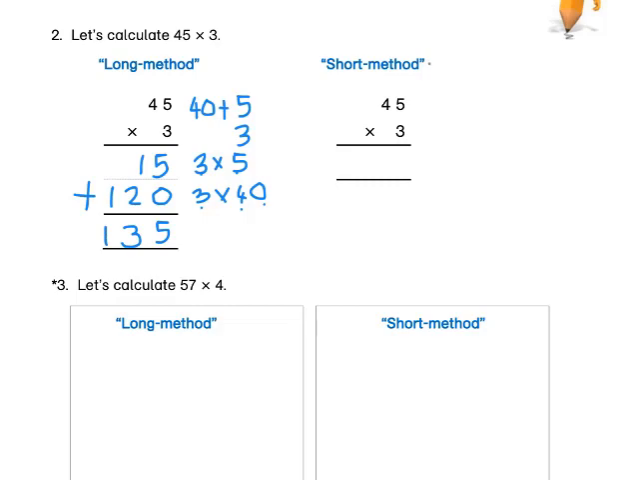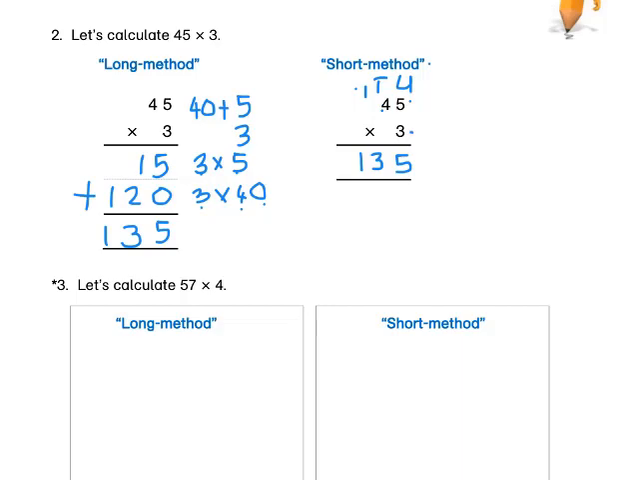For our short method, we think we have 4 tens and 5 units. We must multiply both by 3. 3 times 5 units gives 15 units, which is equal to 1 ten and 5 units. 3 times 4 tens gives 12 tens, plus another 1 ten gives 13 tens, or 130.